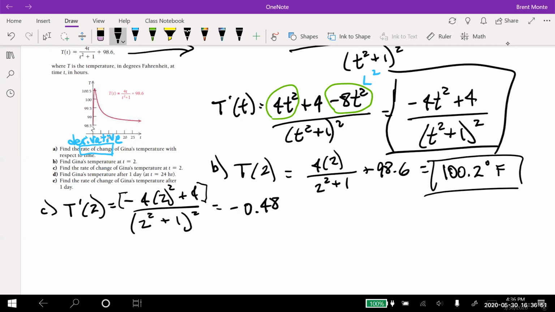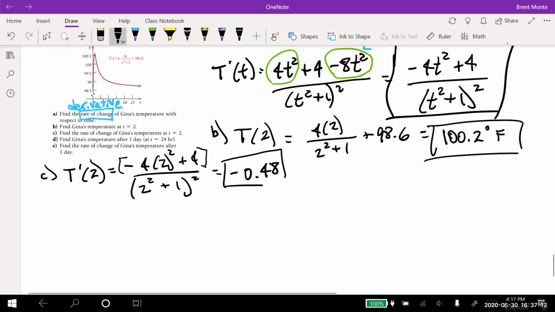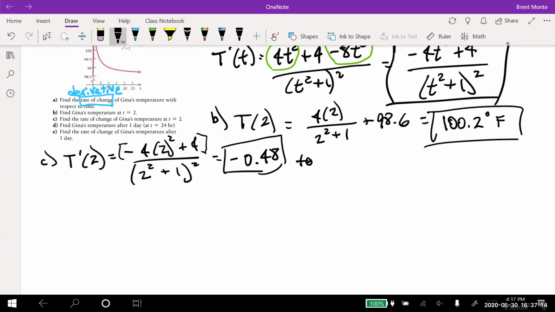So what that tells me is it's negative, so her temperature is now going down. How much? Well, it's going down about 0.48 or almost 0.5, almost half a degree per hour. So that's what that is. The interpretation is that temperature is dropping by 0.48 degrees Fahrenheit per hour. That's how quickly it's dropping right now.